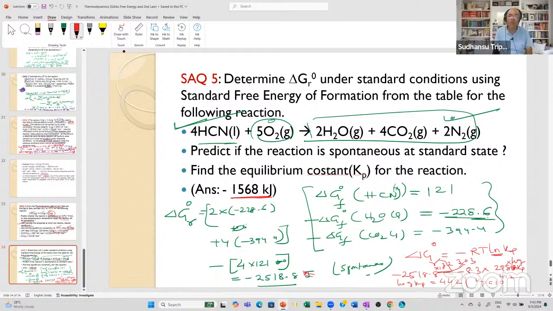This is the way you calculate. Maybe somewhere some calculation might be wrong; you check again. This is ln KP equals minus delta G over RT. R is this, temperature is 298, and this is KP, and this particularly is delta G. Okay, I will check, but this is the correct process of calculation.